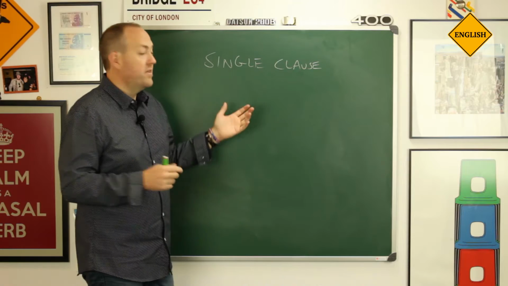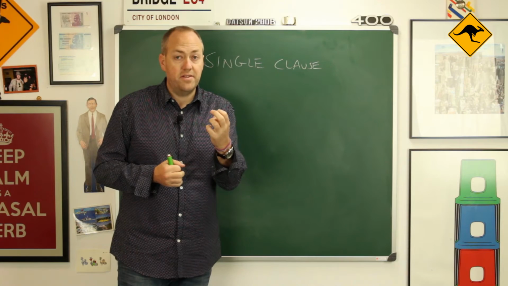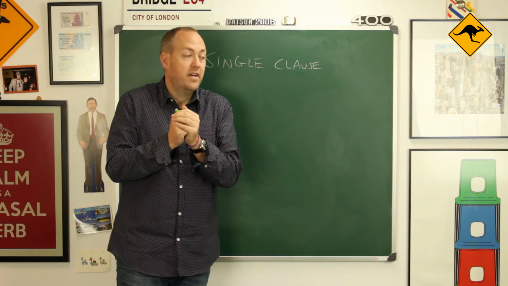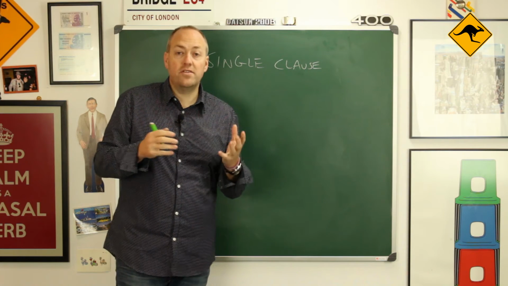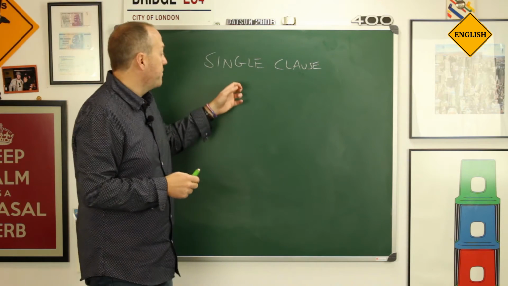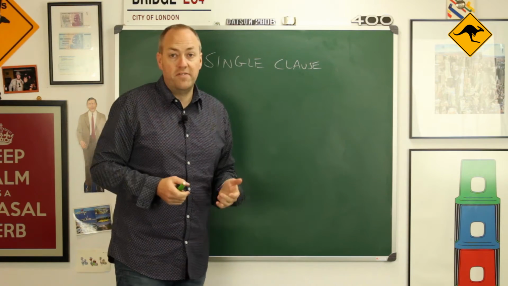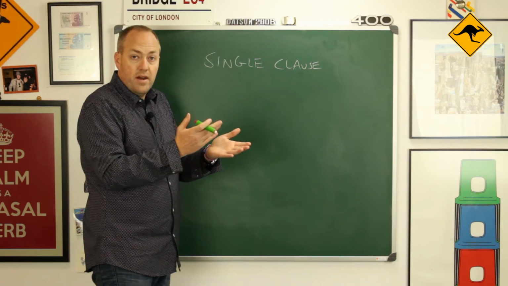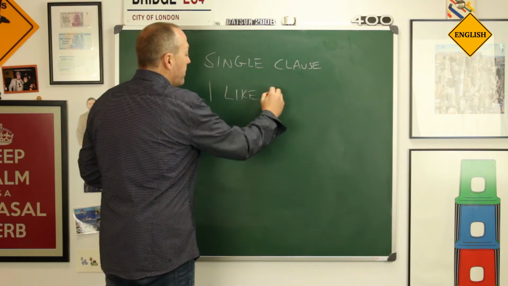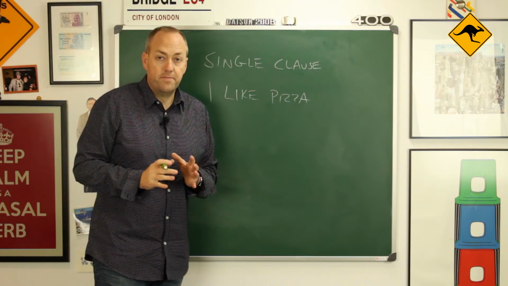The first one is the single clause sentence. A clause is something very important for you to understand. A clause is an individual part of a sentence that contains a subject and a predicate. That is essentially the definition of a clause. A single clause or an independent clause is the most basic type of sentence. So we have a subject, a verb, and if necessary, an object. For example, I like pizza. This is the first type.